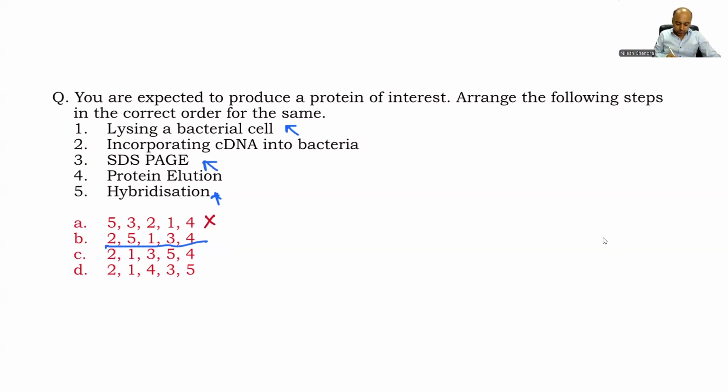recorded. Okay. So the correct answer is option B, where first you incorporate the complementary DNA into bacteria. You allow the DNA to integrate with the genome by hybridization. After that, there will be transcription and translation, not listed here. Then, once a sufficient amount of protein is there, you lyse the bacterial cell, then you separate the protein and you take out the protein.